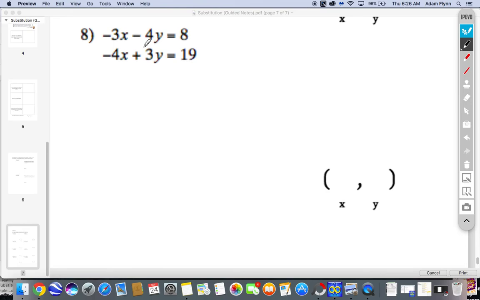Okay. So what I am going to do is get the y by itself in this top equation. Because even though they don't go into each other, I know this -4 goes into 8, so that's one less fraction I'll have to deal with. So if I rewrite this equation, I've got -3x minus 4y equals 8. If I get this -4y by itself, I need to add 3x. When I do that, 3x's cancel. So I'm left with -4y equals 8 plus 3x.